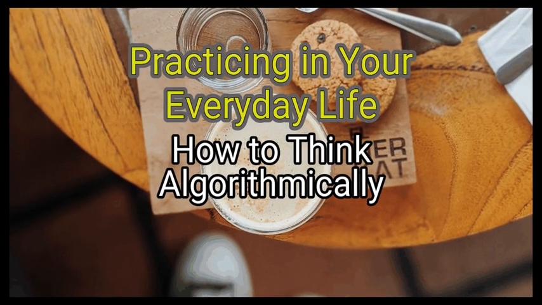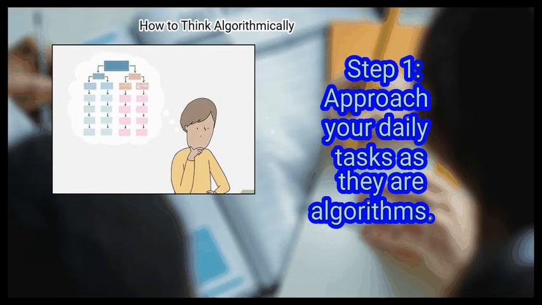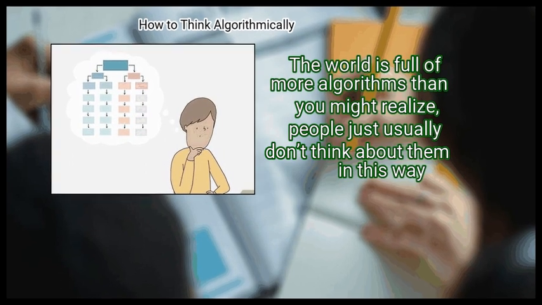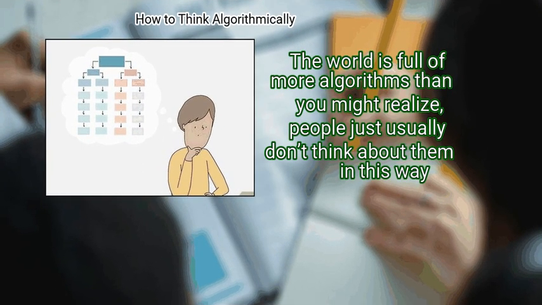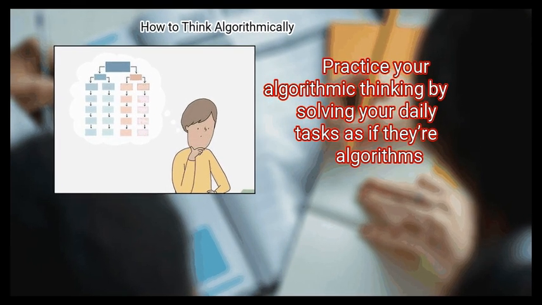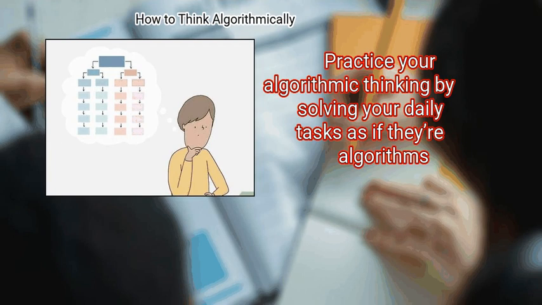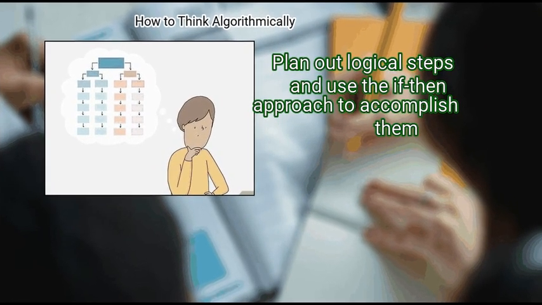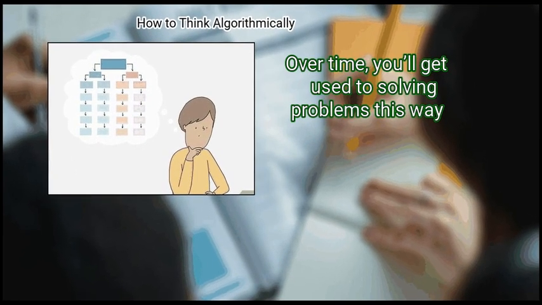Method 2. Practicing in your everyday life. First is approach your daily tasks as if they are algorithms. The world is full of more algorithms than you might realize. People just usually don't think about them in this way. Practice your algorithmic thinking by solving your daily tasks as if they're algorithms. Plan out logical steps and use the if-then approach to accomplish them. Over time, you'll get used to solving problems this way.